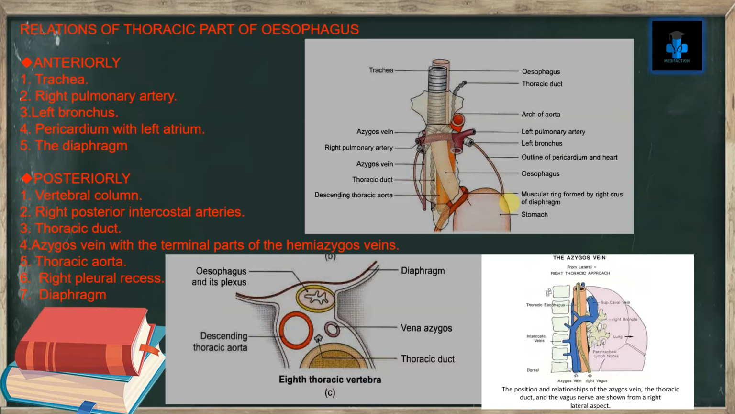Moving on to posteriorly, we can surely see the vertebral column, which is obvious. Right posterior intercostal arteries can also be appreciated. And we can also see here the thoracic duct. Number four is the azygos vein, which is seen here with the terminal part of the hemiazygos vein. We can also see the thoracic aorta and the right pleural recess and also the diaphragm in the posterior aspect.